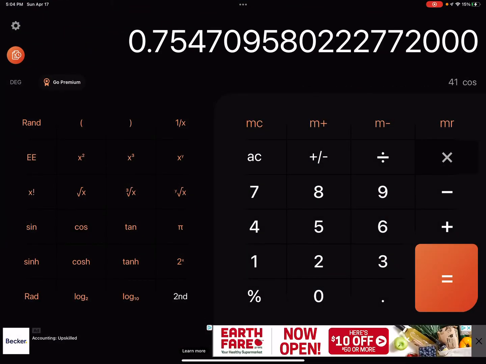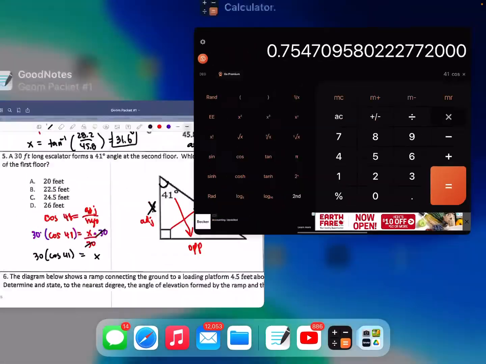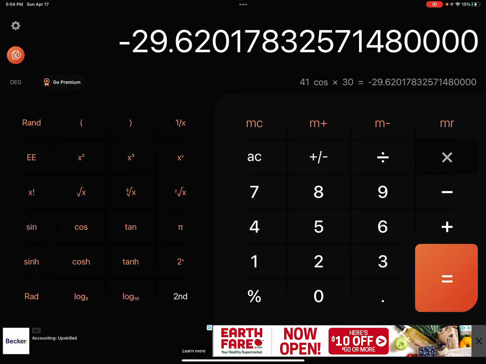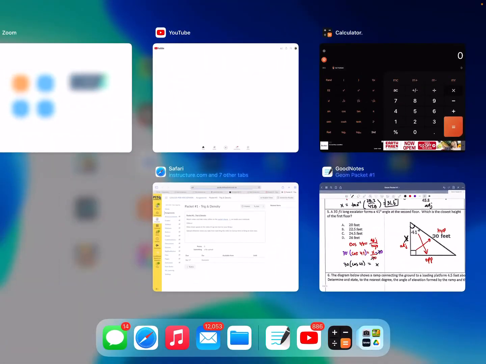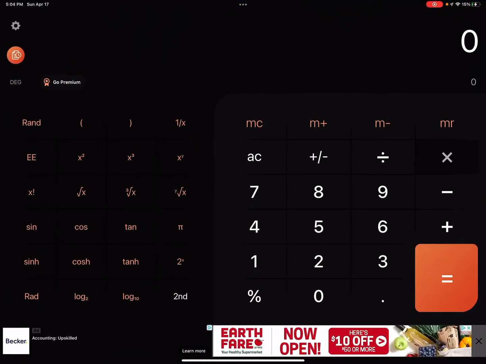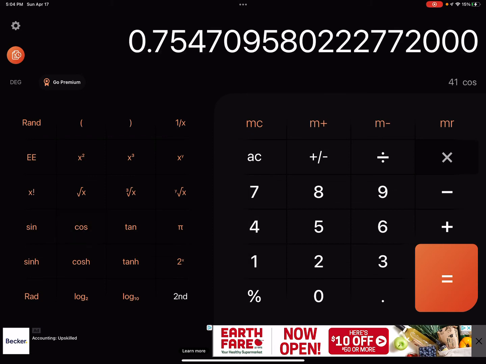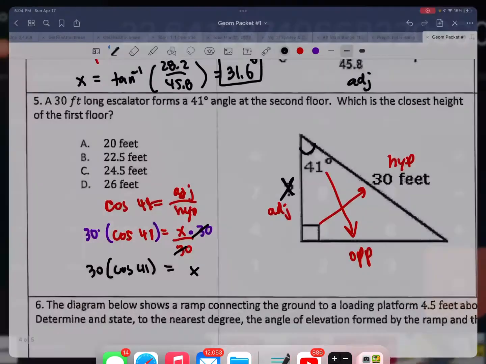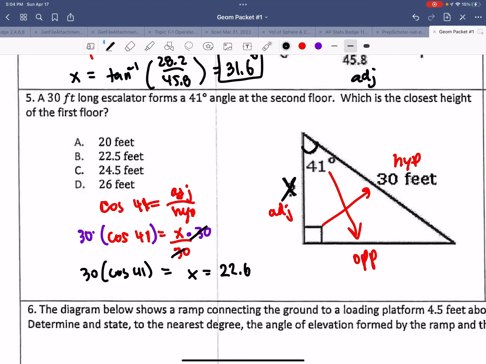Cosine times, what did I say? 30. Something went wrong. All right, let's try this again. Cosine of 41 times 30. 22.64. What is the closest height? Looks like this would be the closest, right?